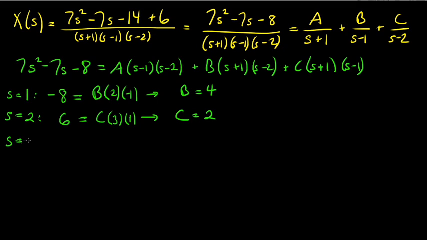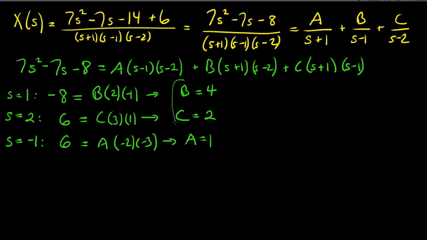And then we need a, right? So we need to get rid of the s plus 1. So s is negative 1. And so that's going to be, let's see, 7 plus 7, 14 minus 8 is, that's also 6. And then a times negative 2 times negative 3. So that's positive 6. 6a equals 6. So a has to be 1.